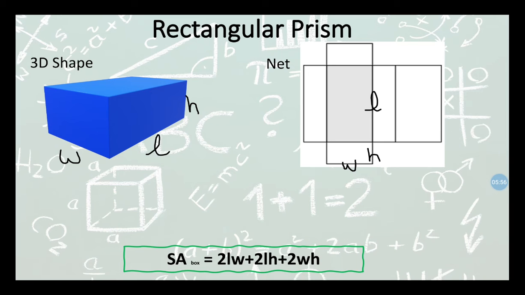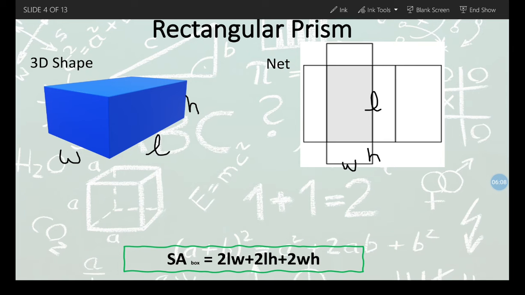So the surface area of any box or of any rectangular prism, so you can also use this for a cube, is 2 length width plus 2 length height plus 2 width height. And that accounts for the top and bottom, the left and right, and the front and the back. That formula is on your formula sheet.